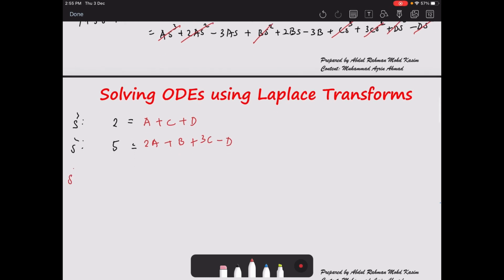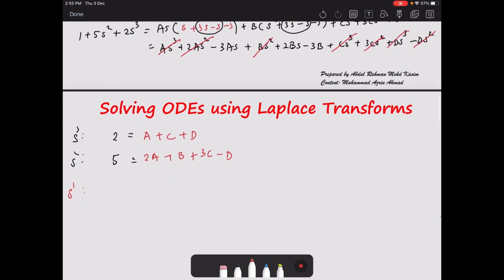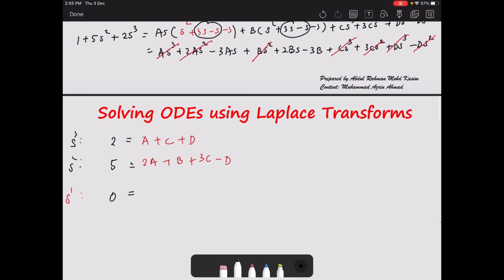For the s power of 1, what you will have for the left hand side is 0. And then for the right hand side, you will have minus 3a for this one, and also you will have plus 2b.